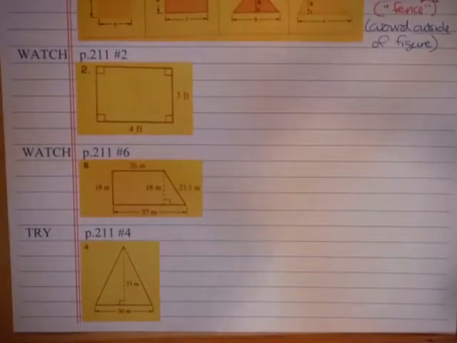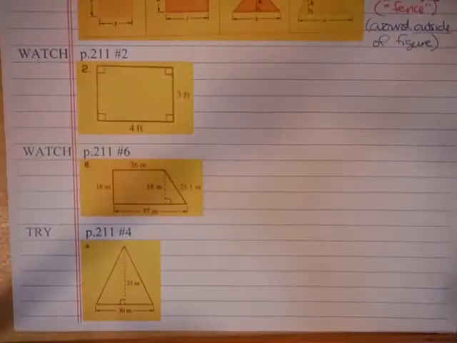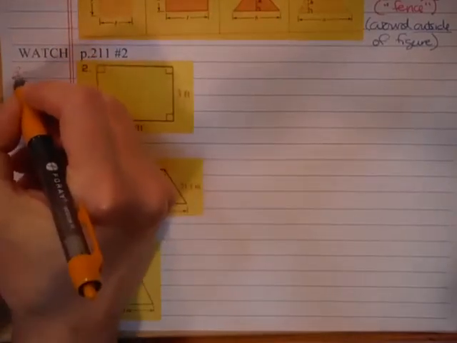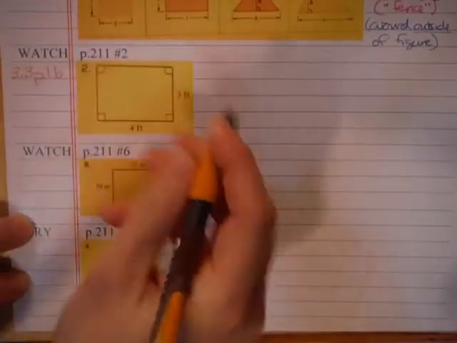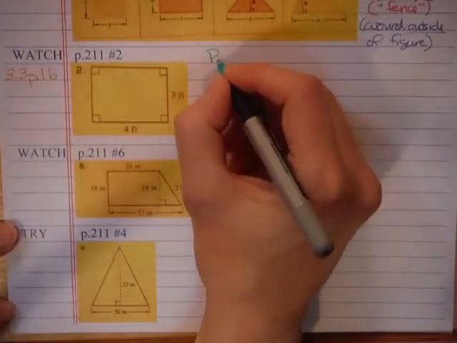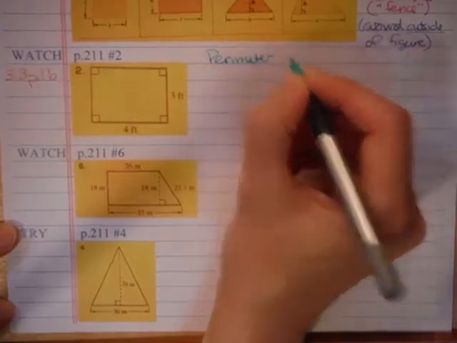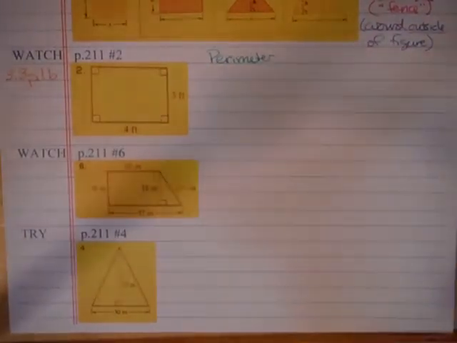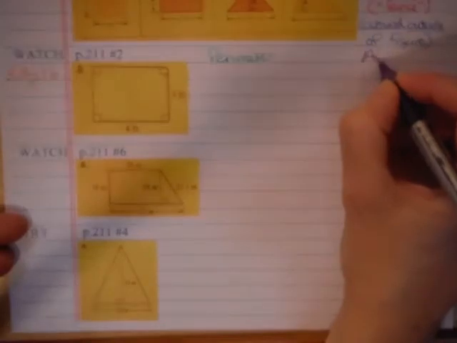Alright, and here we are at the bottom of page 1 for 3.3. And let's do a couple examples. The instructions are actually back up at the top of the page, but it says to find the perimeter and/or the area of each figure. Okay, so we'll actually do the perimeter of both of these ones to watch.